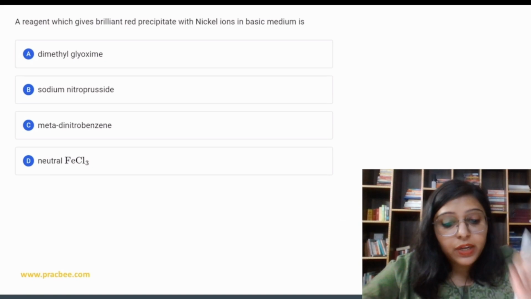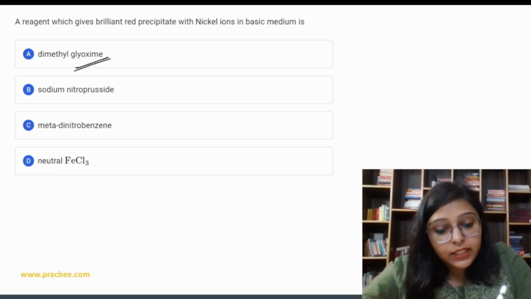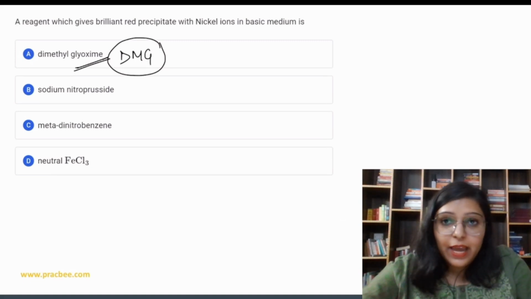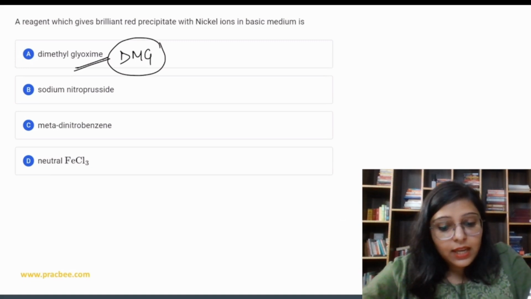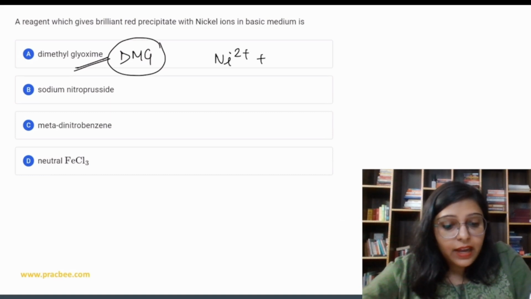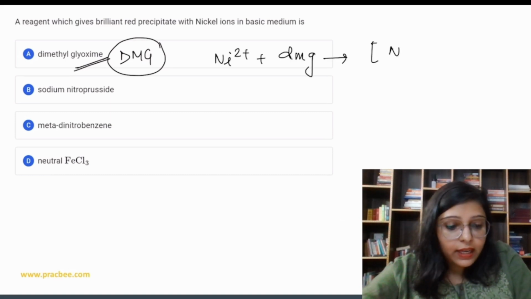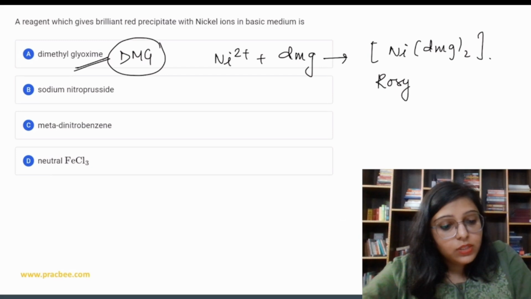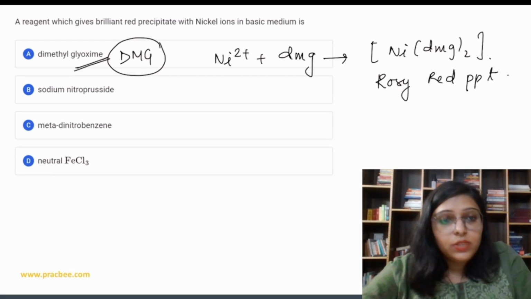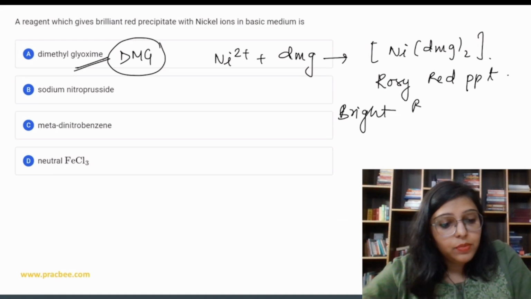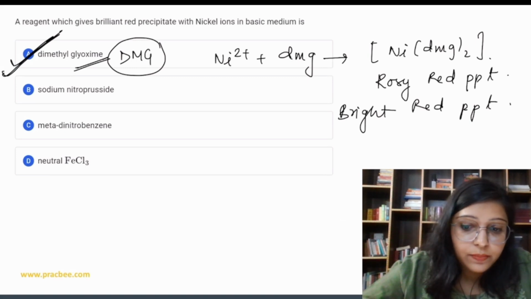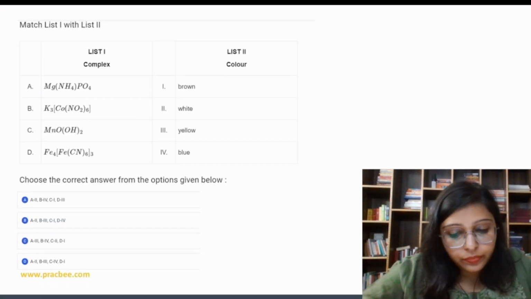A reagent which gives a brilliant red precipitate with nickel ions. Remember this, it is memory based. It's very important: DMG, dimethylglyoxime. So with DMG we have Ni2+, then we have DMG, so it forms Ni(DMG)2. Okay, so the color is rosy red precipitate, or we can say bright red precipitate. Very important question. So option A is the correct answer. Now let's do the next one.